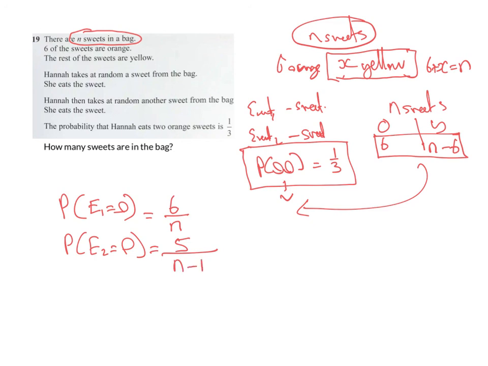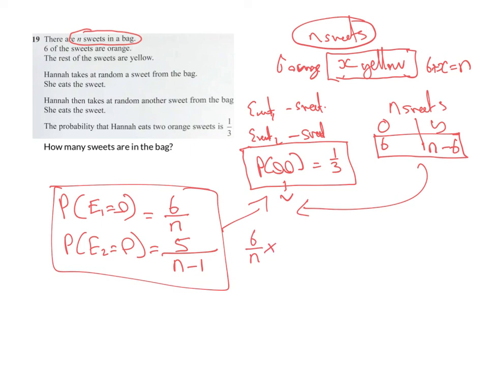Okay, and there we can see our algebraic fractions. So now we have event 1 and event 2, orange and orange. We can take these and put them up here. So the probability of orange and orange is event 1, 6 over N, and is multiply in probability, the probability of the second one being orange, N minus 1. And we know that probability comes to a third.